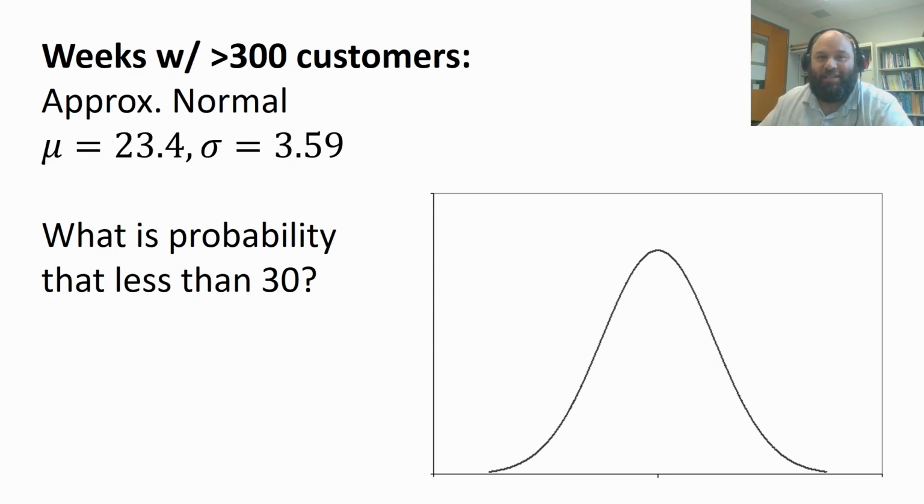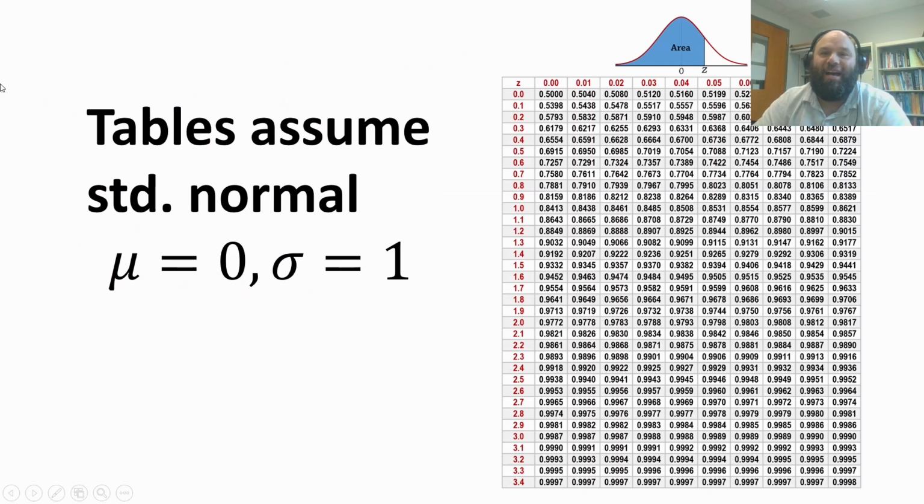Well, as said before, we go to the tables, the normal distribution tables. This sample table is over here on the right. The problem we have is that these tables assume we are using a standard normal distribution. The standard normal distribution has expected value 0 and standard deviation 1. So that's not going to work because our expected value is 23.4 and standard deviation is 3.59.